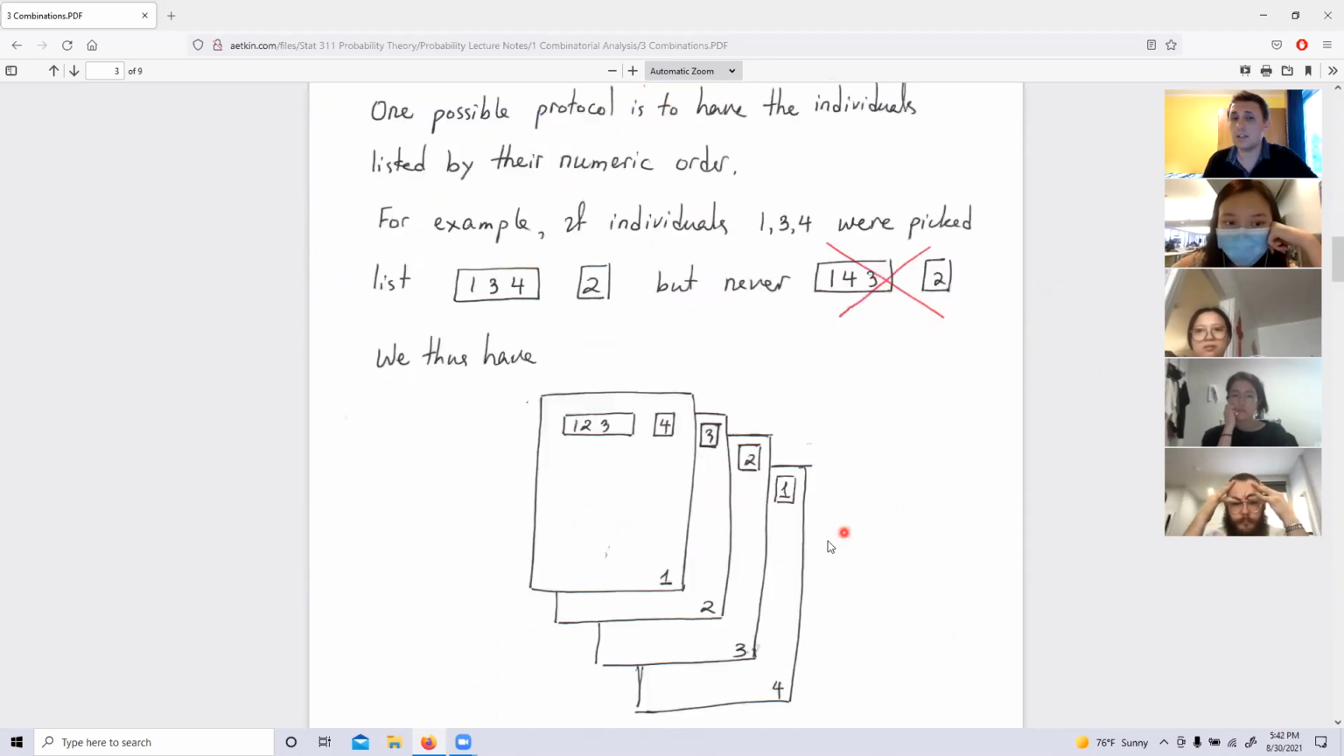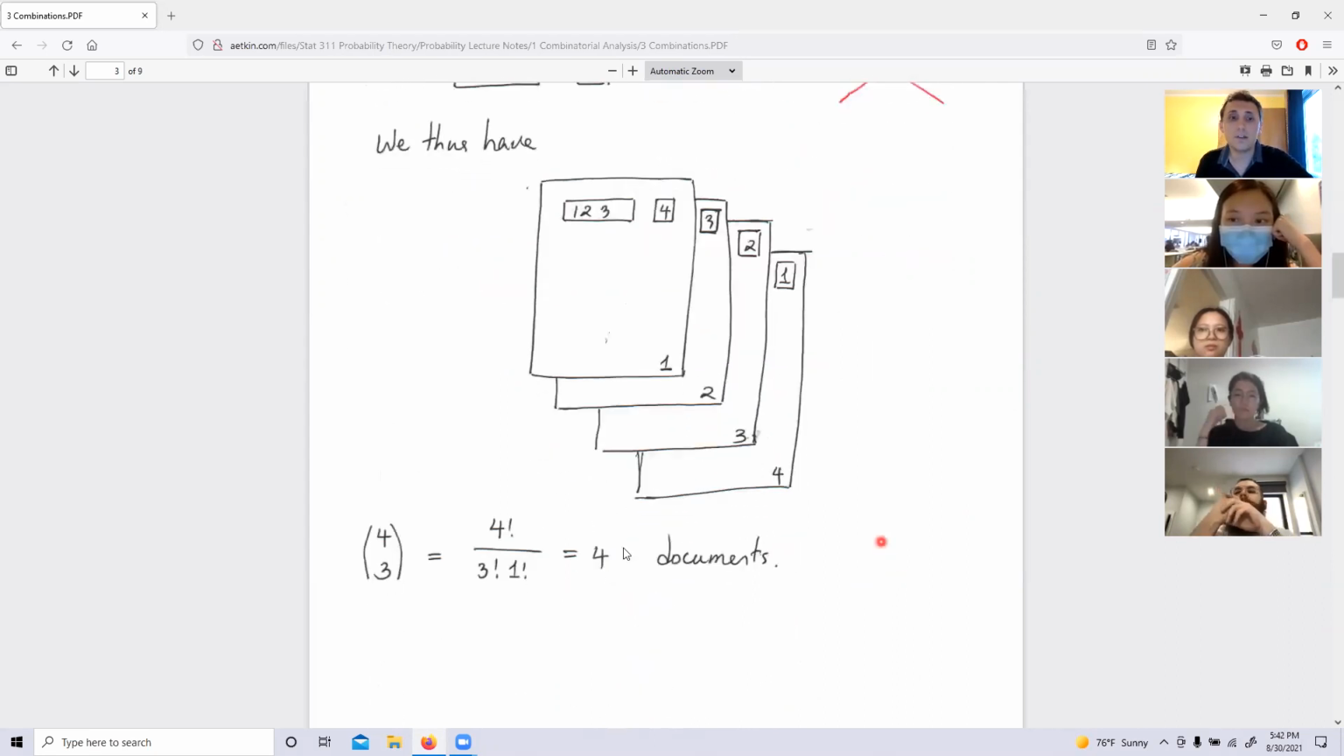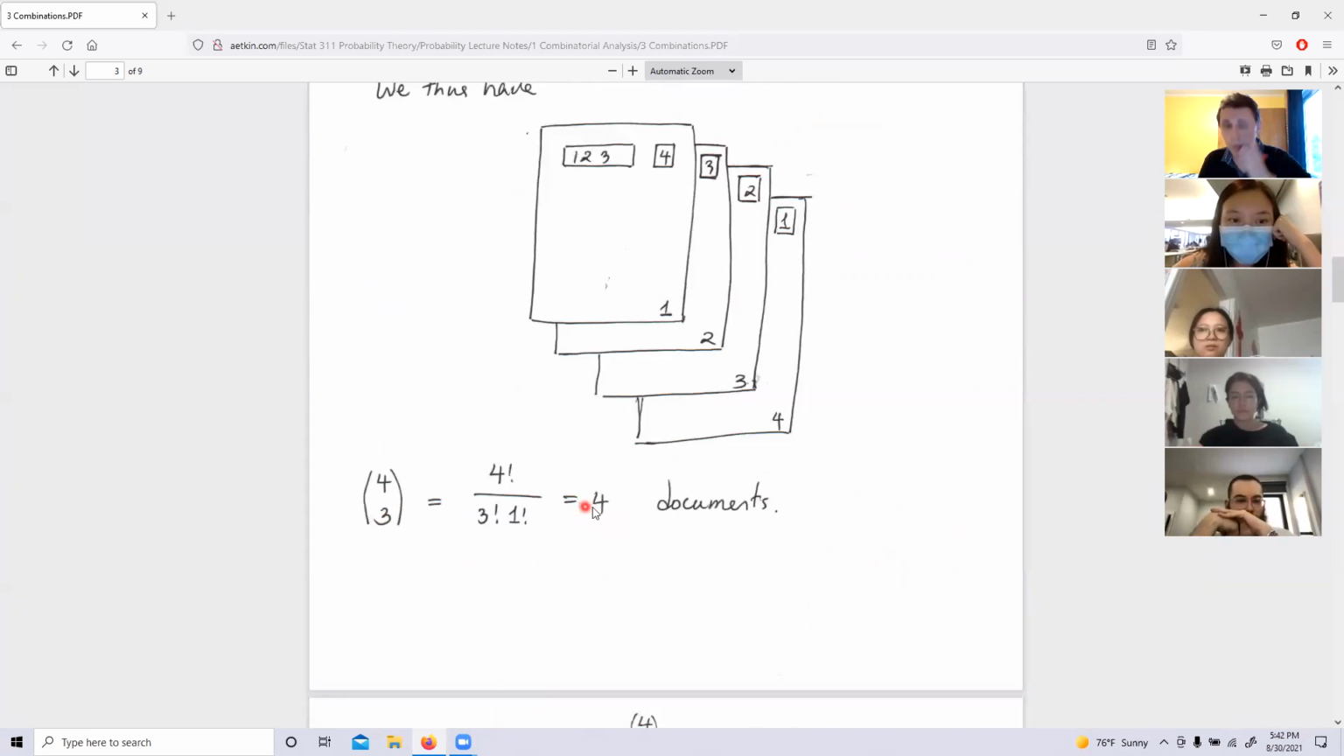So if I look at this situation, then I clearly see that there are 4 documents that I should have. This is basically without overcounting, because I can just pay attention to the student that was left out, either student 1 or student 2 or student 3, or student 4, right? So 4 documents. Good. So 4 choose 3 is equal to 4. And if you calculate it as 4 factorial over 3 factorial times 1 factorial, that still gives you 4.